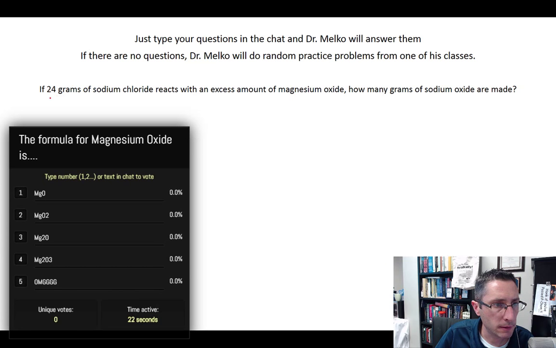Alright, so let's work through this next one. Given 24 grams of sodium chloride, react with some excess amount of magnesium oxide. How many grams of sodium oxide are made? Okay, so just taking these words and boiling it down to our mathematical equation, I know I can first identify ultimately we're after grams of sodium oxide.